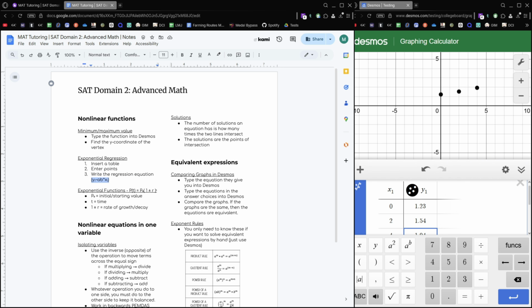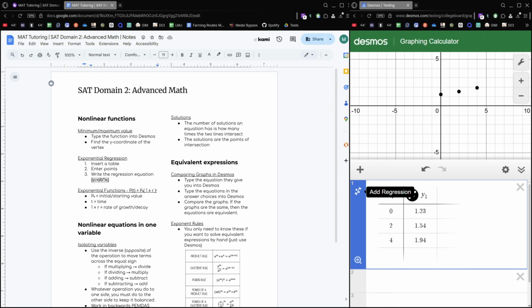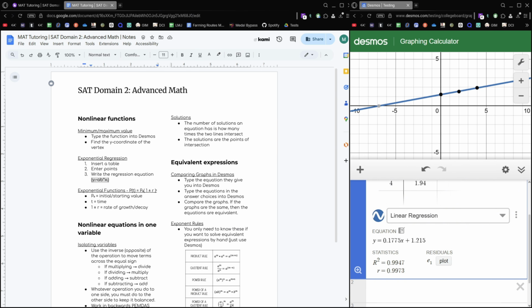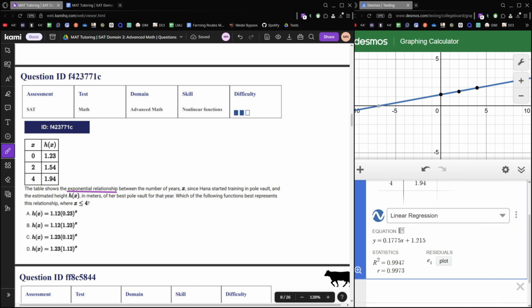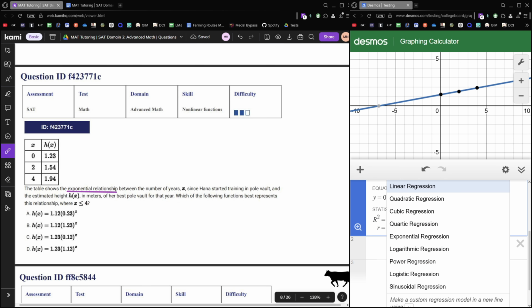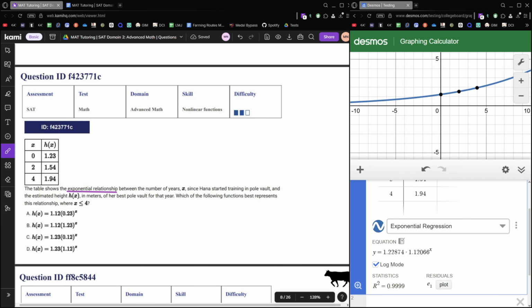It's y1 tilde a times b to the power of x1. Now if you don't want to memorize that, you don't need to at all, because Desmos added this little function right here. If you see there's a little line with dots around it, it says add regression. We want to go ahead and do that. Now we know this is an exponential function, so we're not using linear regression. You're just going to click the drop down and we're going to choose exponential. And there we go, they give us our equation.